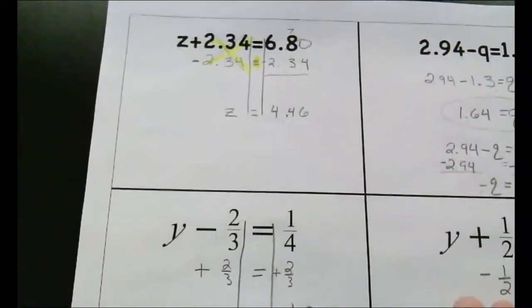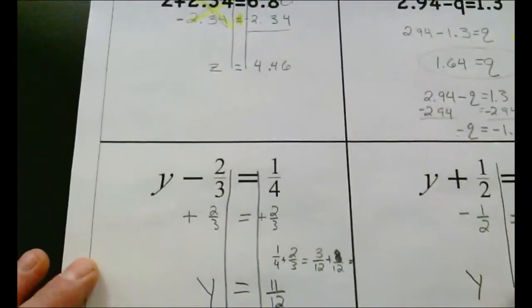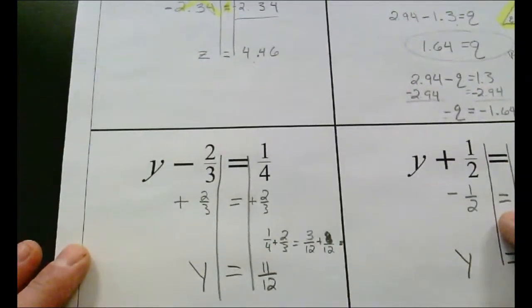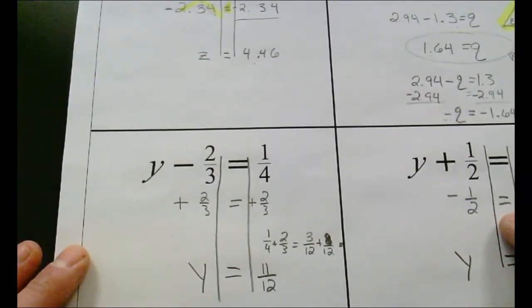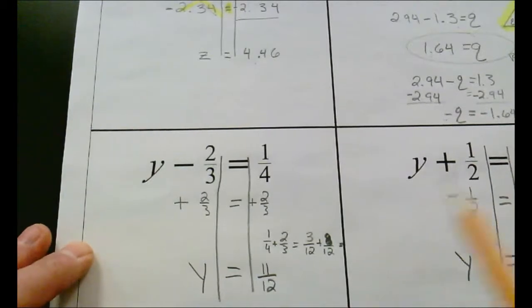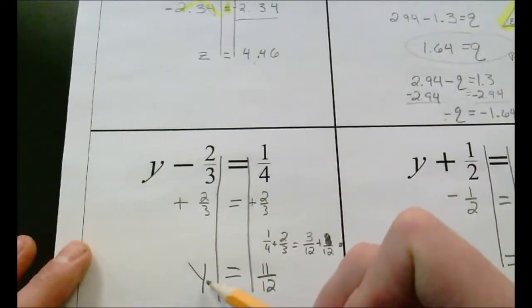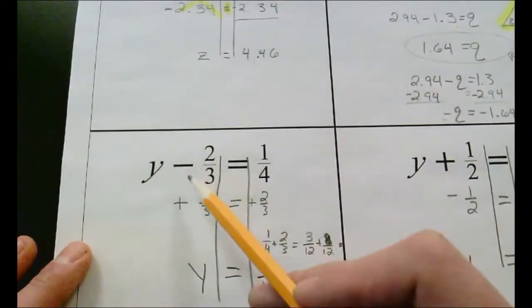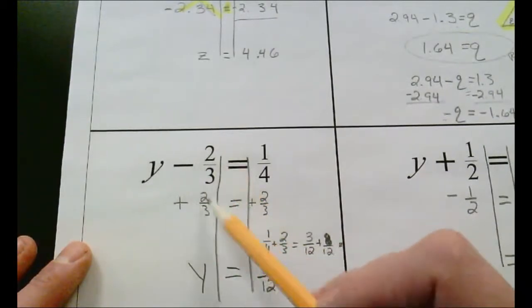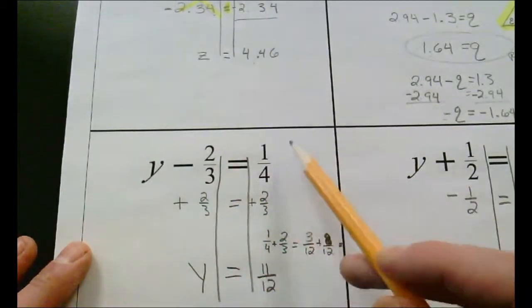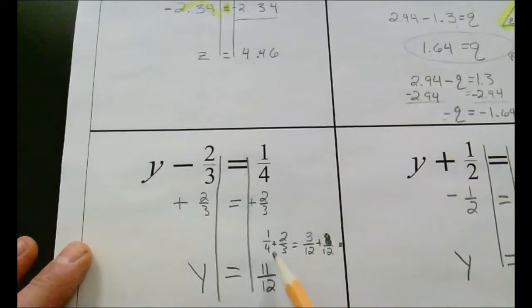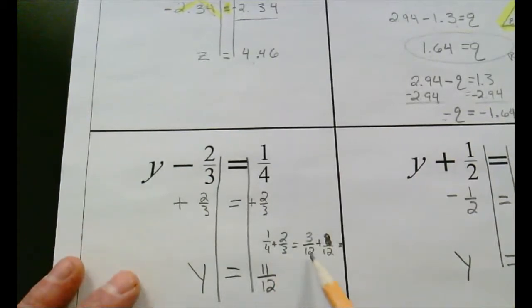Moving on to when we have fractions, it's the same type of strategy. So over here, y minus 2/3 equals 1/4. We need to somehow isolate y, get y by itself. So we're going to add 2/3. The opposite of minus 2/3 is add 2/3. Over here, you add 2/3. They can use calculators, but they should be able to understand 1/4 plus 2/3.